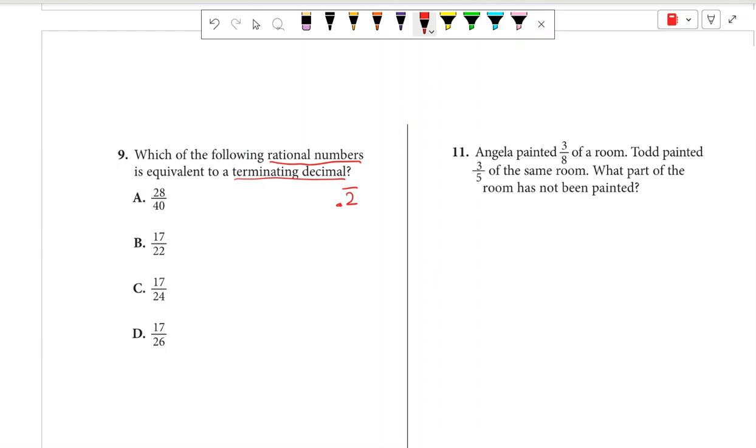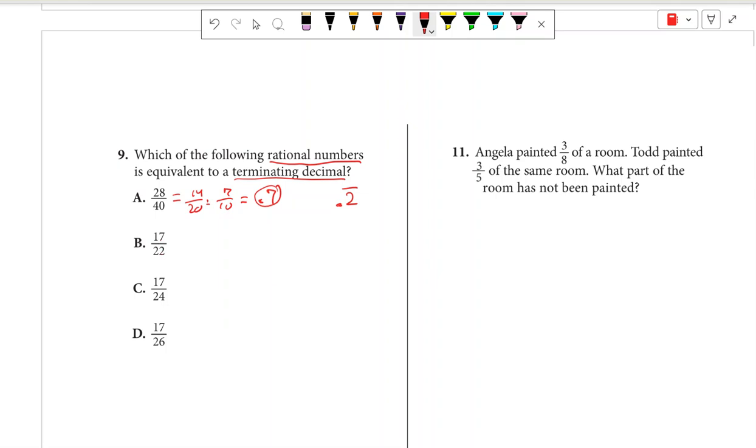So let's go ahead and look at each of these. So 28 over 40. It's a big fraction. I'm going to go ahead and just make it easier on myself and know that there's some numbers that go into both. It can be reduced down to 14 20ths, and that can be reduced down to 7 tenths. Well, 7 tenths I know is 7 tenths, and that does terminate. So I think we may have found the answer, but let's see why the other ones don't work.